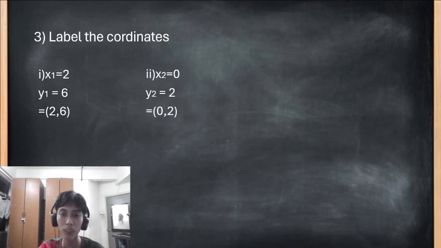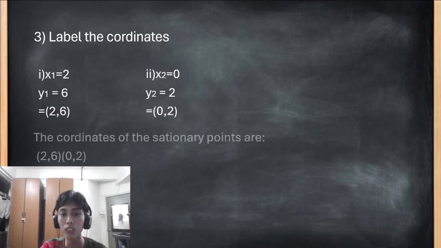And after we put them in the variables, the answer for the first variable is x equals 2 and y equals 6. For the second variable, x equals 0 and y equals 2. After that, the coordinates of the stationary points are (2, 6) and (0, 2). That's all for step 3, and let's go to step 4.